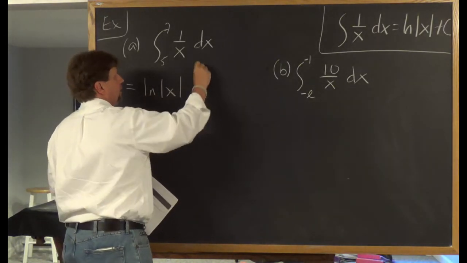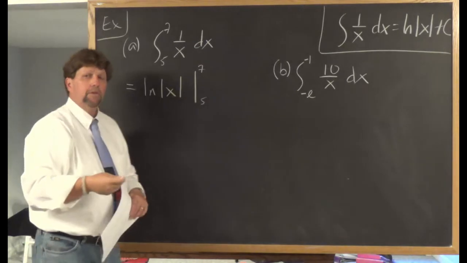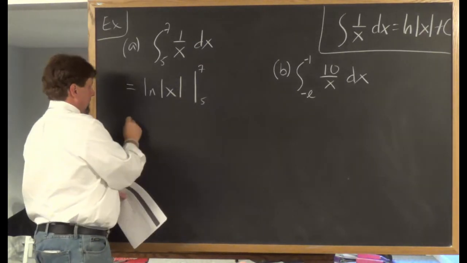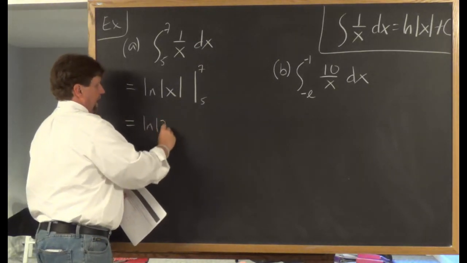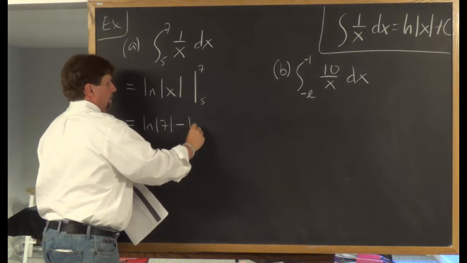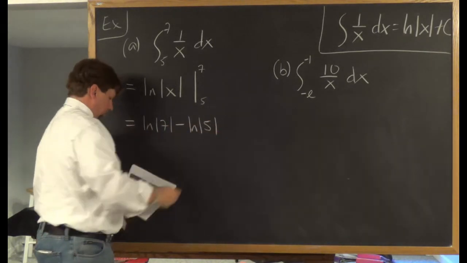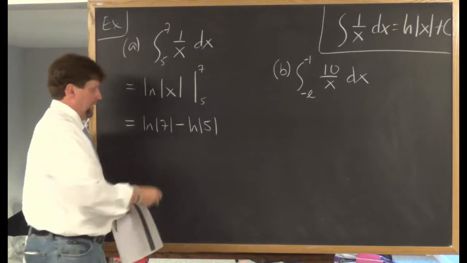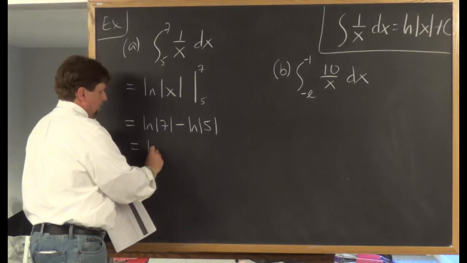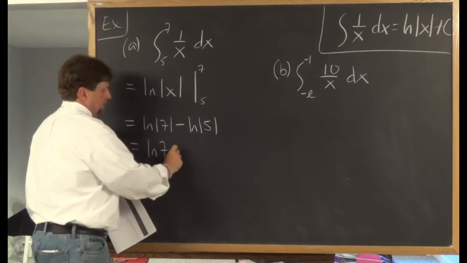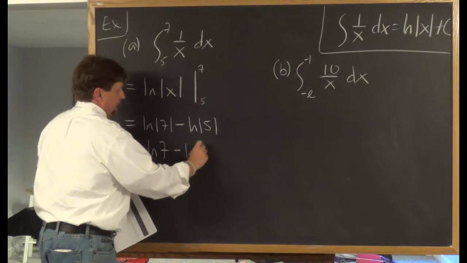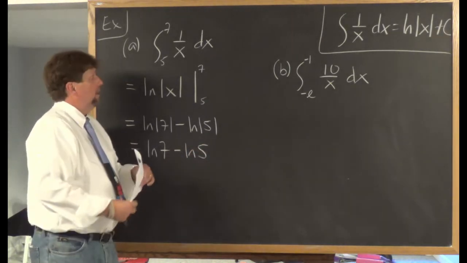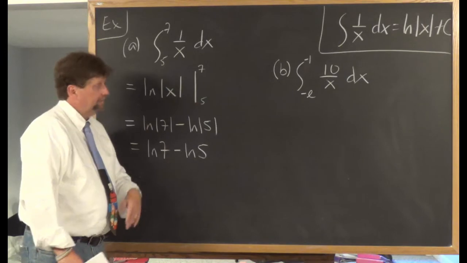And then we're going to evaluate that from 5 to 7 using our fundamental theorem of calculus. So that gives us the natural log absolute value 7 minus the natural log absolute value 5. Or actually, it probably looks better just to say natural log 7 minus the natural log 5. And that's all there is to part A.